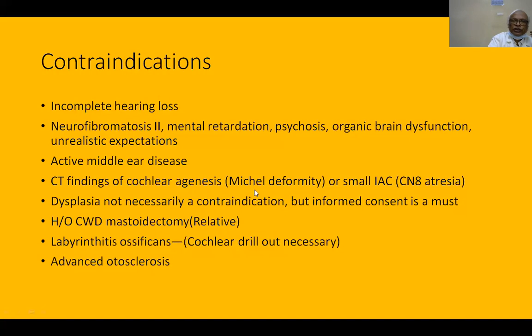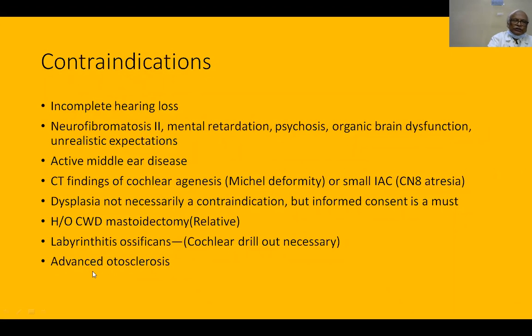CT findings which suggest Michel deformity. This is Michel aplasia. There is aplasia of the inner ear, and there will be aplasia of the eighth nerve. You cannot do cochlear implantation. You have to do what is known as ABI, that is auditory brainstem implant. And dysplasia is not necessarily a contraindication. That is Mondini dysplasia. Here, instead of 2.5 turns of the cochlea, you may have only 1.5 turns. And there may be a large vestibular aqueduct.